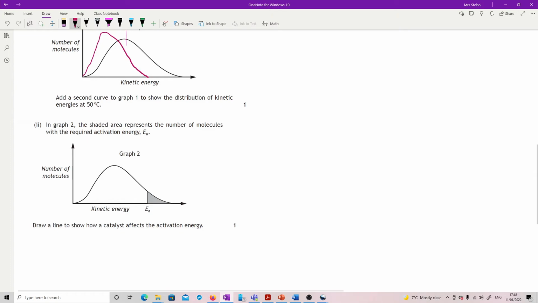In graph 2, the shaded area represents the number of molecules with the required activation energy, EA. Draw a line to show how a catalyst affects the activation energy. So here's our activation energy on its own. Basically, any line will do as long as it's down the way from this one here.